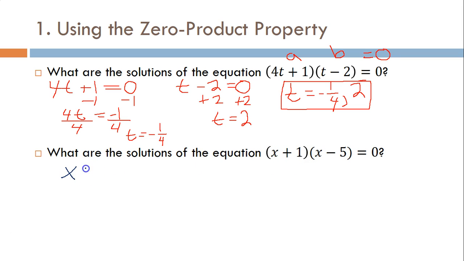So we have x plus 1 equaling 0, and x minus 5 equaling 0. We solve these just like we've solved before. We subtract 1 on both sides, and we get x equals negative 1. And then this one we add 5 on both sides.